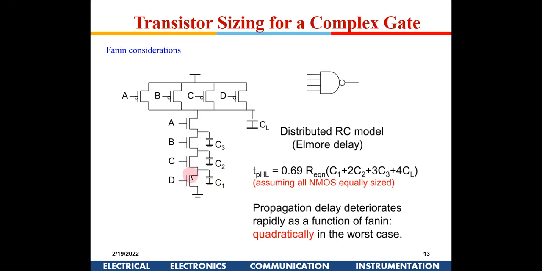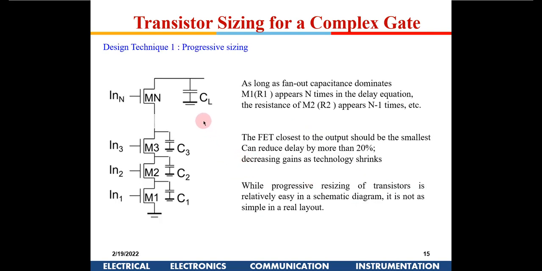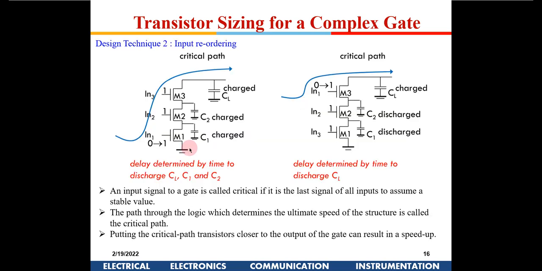Even if you have sized it in a 4W, still the delay will increase, right? Because of that, this capacitance has to get charged. So we generally restrict the fan-in to 4, right, to avoid these kinds of delays. Okay, and this is known as progressive sizing. This is what we just discussed.